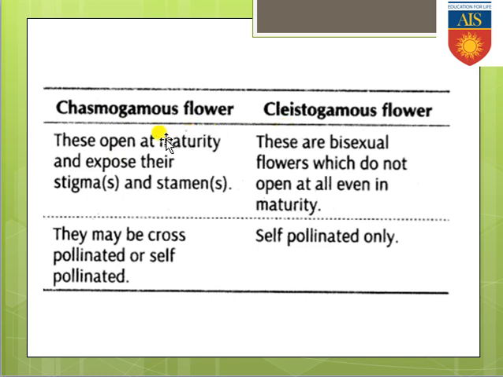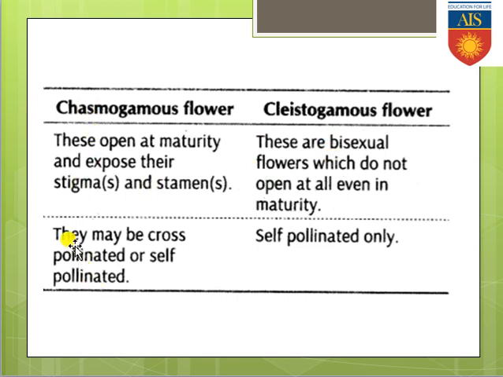We have understood that the pollen is getting transferred from the anther to the stigma of the same flower. But if the flower remains open, if the stigma and stamen both remain exposed, then it is a chasmogamous flower. And if the pollen grain is transferred from the anther to the stigma of the same flower and the petals of the flower remain closed, so that the transfer of the pollen grain happens inside the flower, then it is known as a cleistogamous flower.